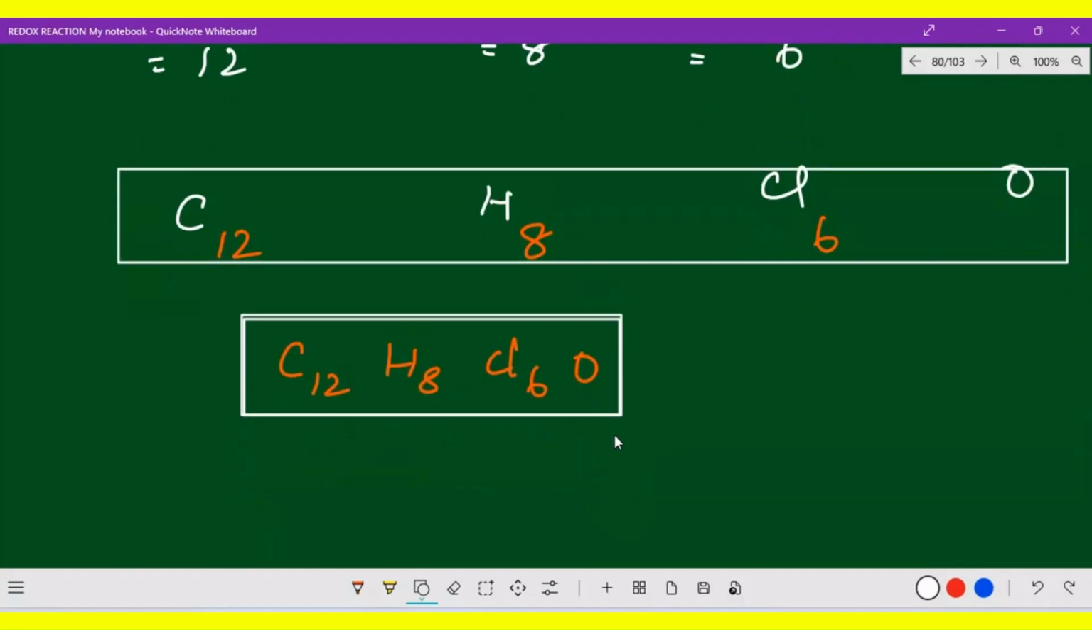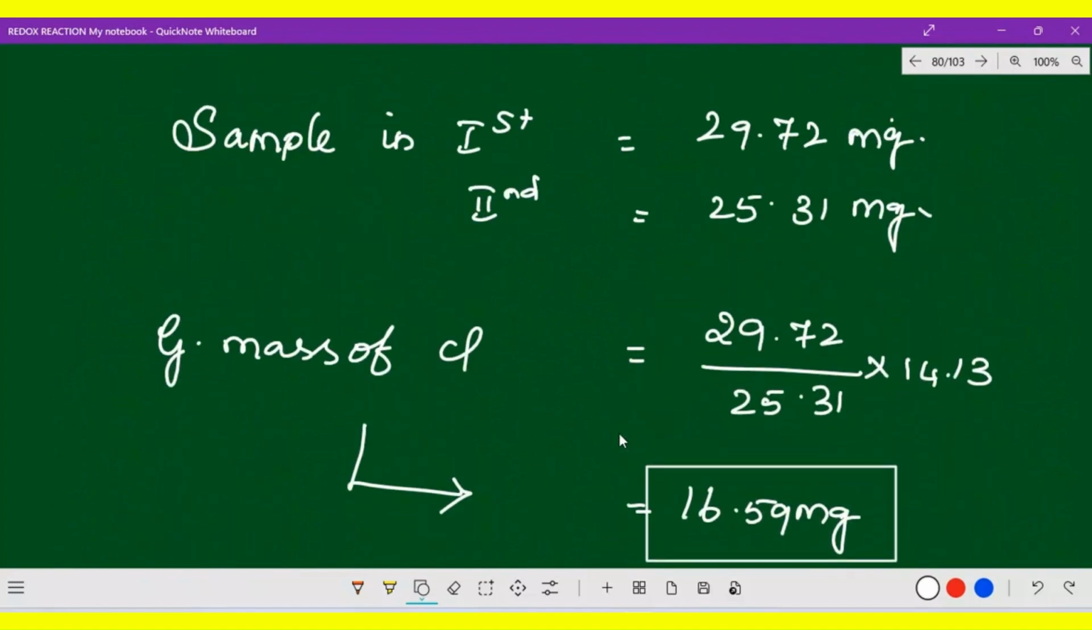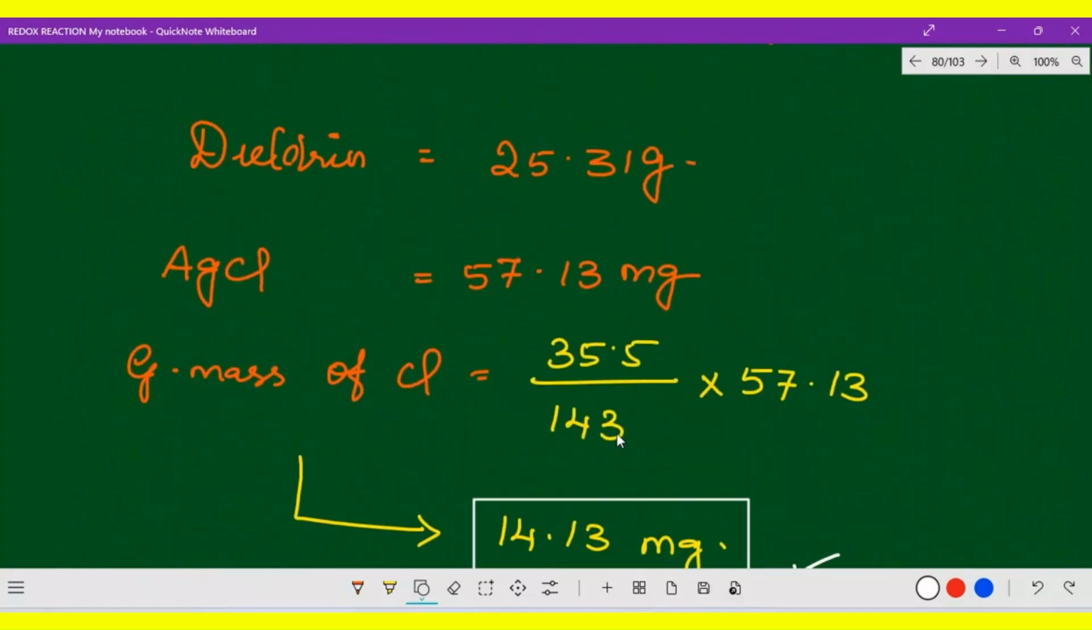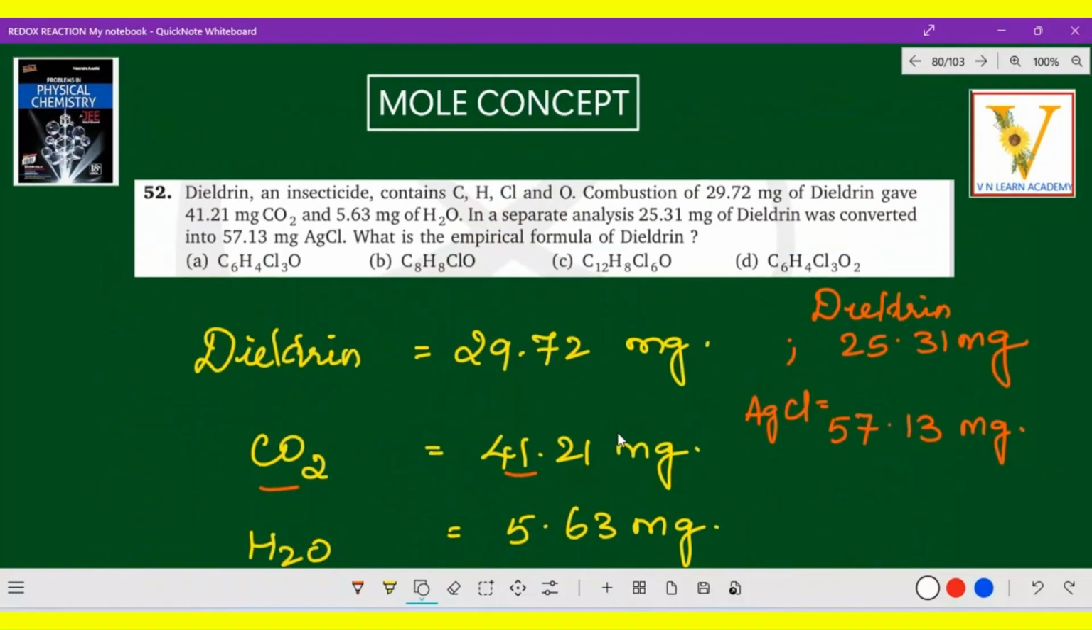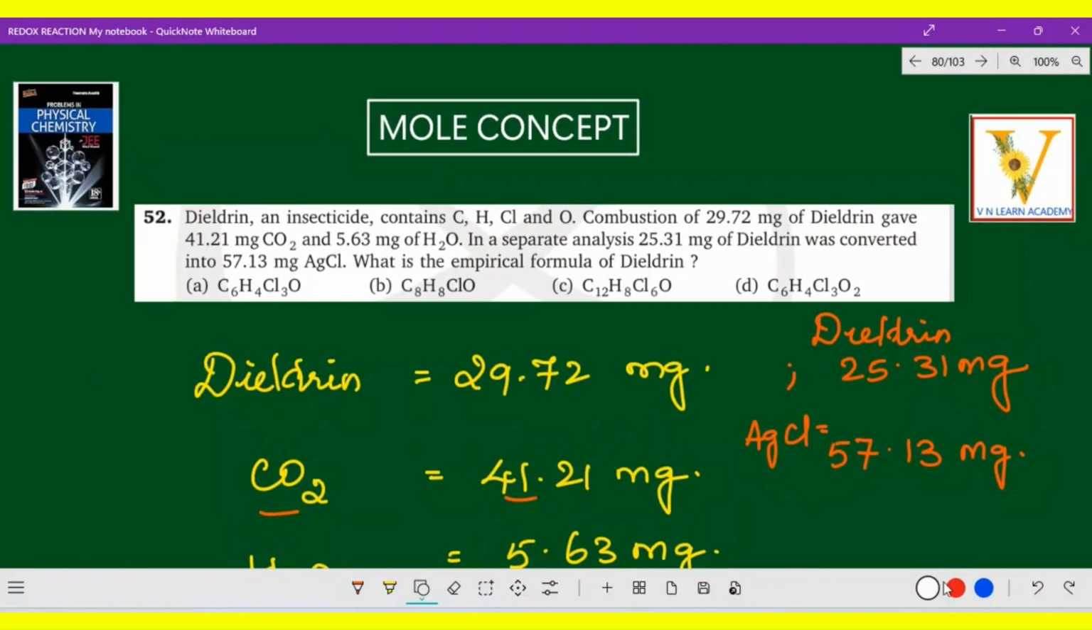Okay, now let us check the answer. C12H8Cl6O. It's very big, na? Okay, Drin as an insecticide we found. So C12H8Cl6O. Yes, option C is the correct option.